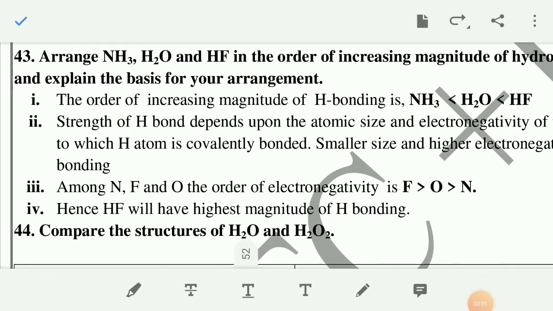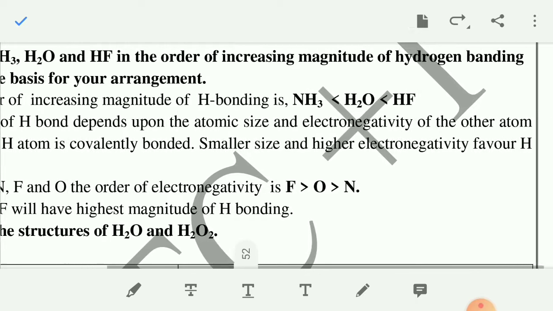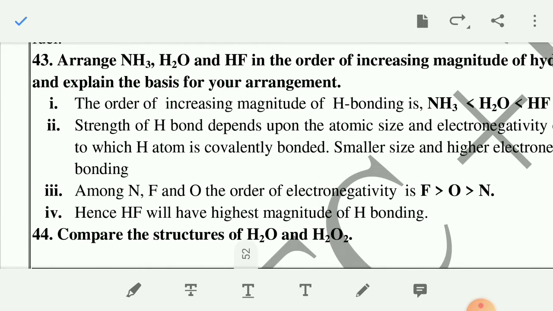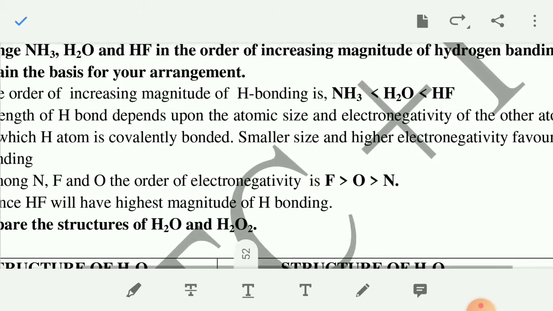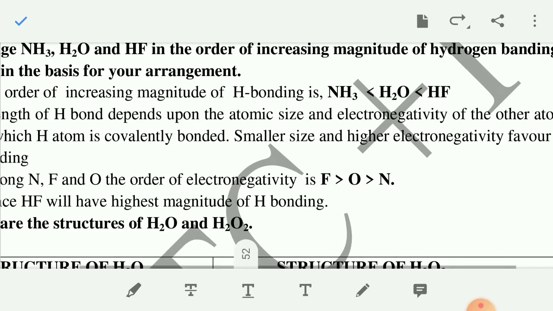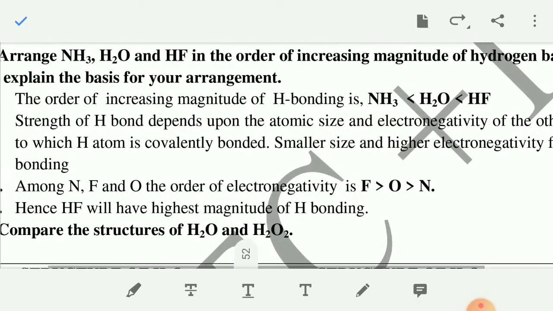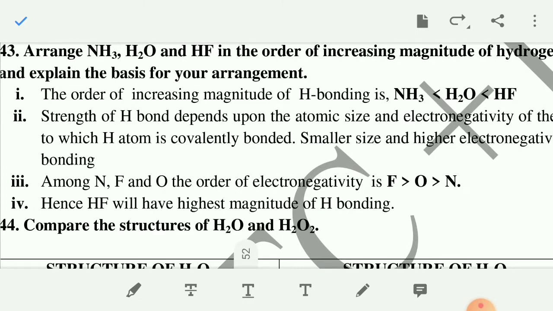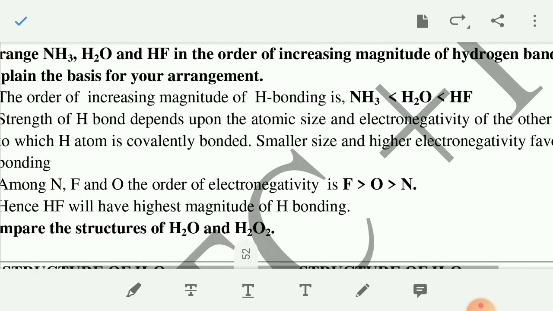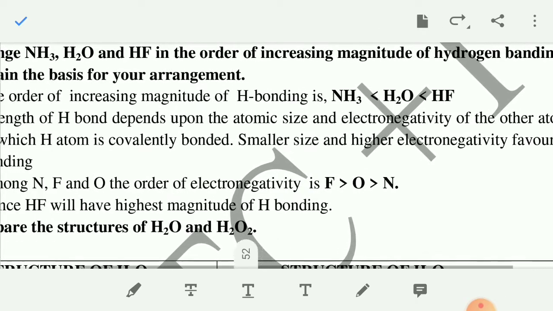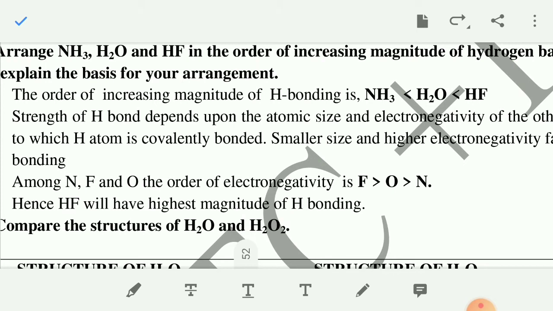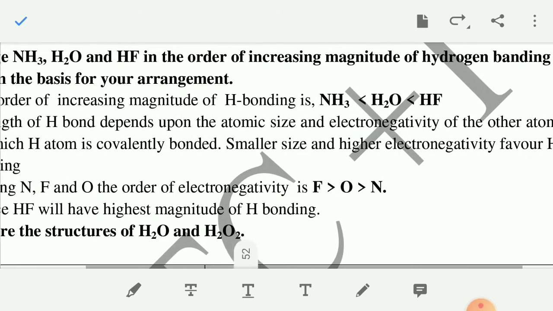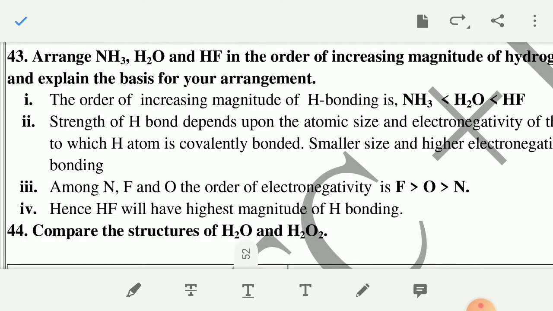Next question, arrange NH3, that is ammonia, H2O, water, and HF in the order of increasing magnitude of hydrogen bonding and explain the basis for your arrangement. The first point, the order of increasing magnitude of hydrogen bonding is ammonia, water, HF. So HF is greater compared to NH3. Second point, the strength of hydrogen bond depends upon the atomic size and electronegativity of the atom to which the hydrogen atom is covalently bonded. Smaller size and higher electronegativity favor hydrogen bonding.